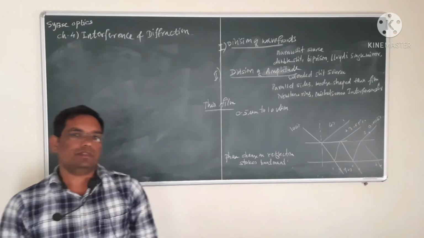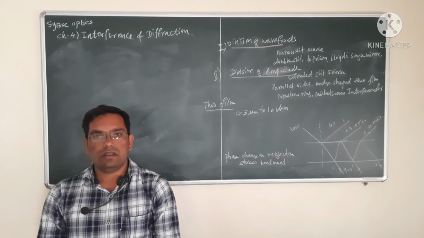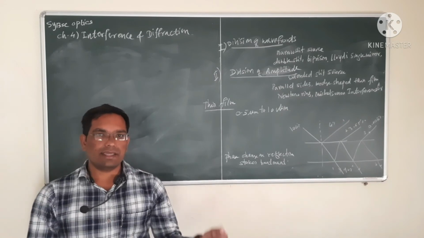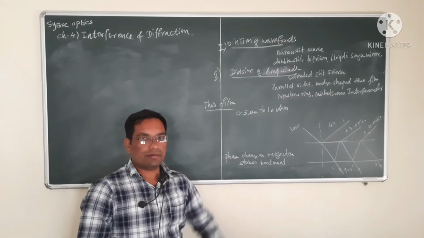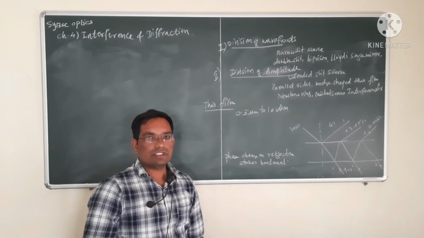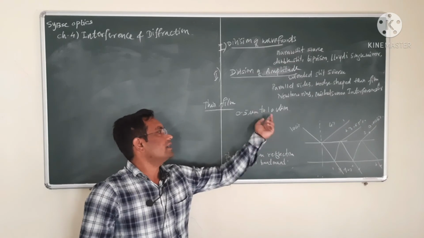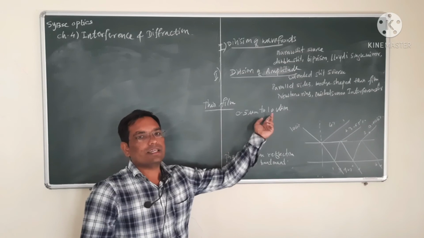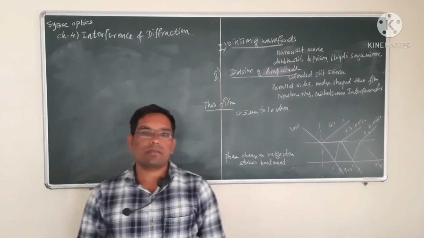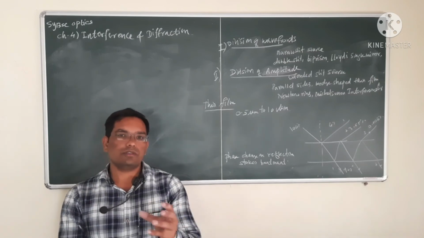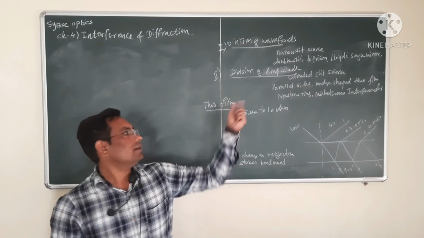First of all, the definition of thin film. Any material having thickness in the range 0.5 micrometer to 10 micrometer is known as a thin film. If the thickness is greater than 10 micrometer, then we say it is a thick film, not a thin film. Thin films can be seen in soap bubbles, which you must have seen. The thickness of a soap bubble is in this range.